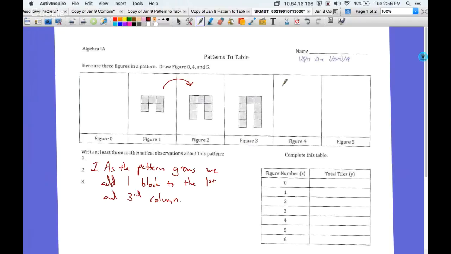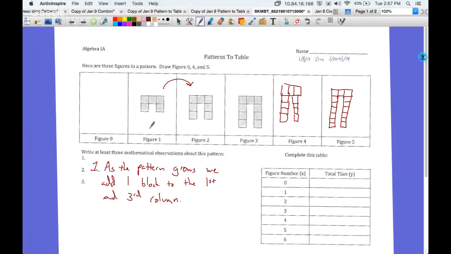So to get figure 4, I still need those 3 blocks across the top, and then I just add 1 to the bottom. 1, 2, 3, 4, 5. And then this next one, you'd have 7 blocks. 1, 2, 3, 4, 5, 6, 7.